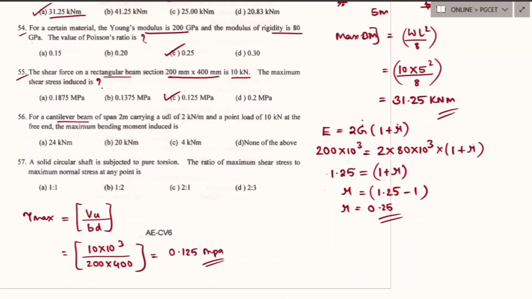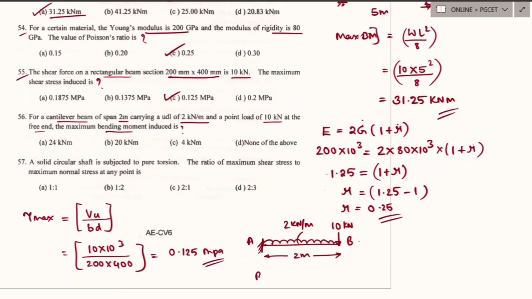Question number 54. For a cantilever beam of a span 2 meter carrying a UDL of 2 kN and a point load of 10 kN at the free end, the maximum bending moment induced is. So, let's consider a cantilever beam of a span length 2 meter with UDL intensity of load 2 kN and a point load at free end of 10 kN. Now we have to find the maximum bending moment.